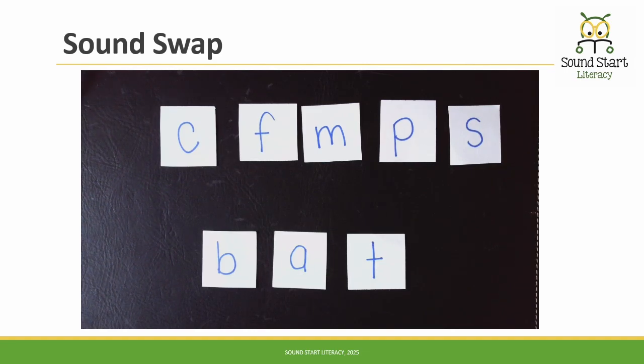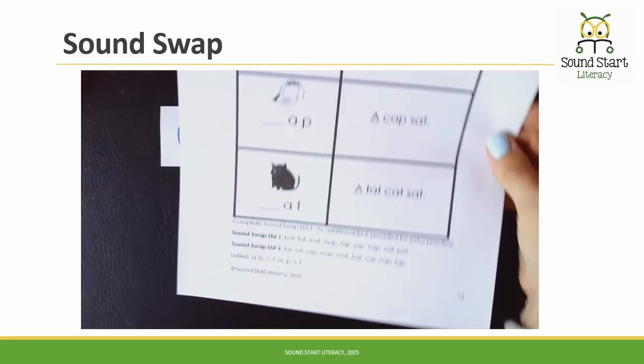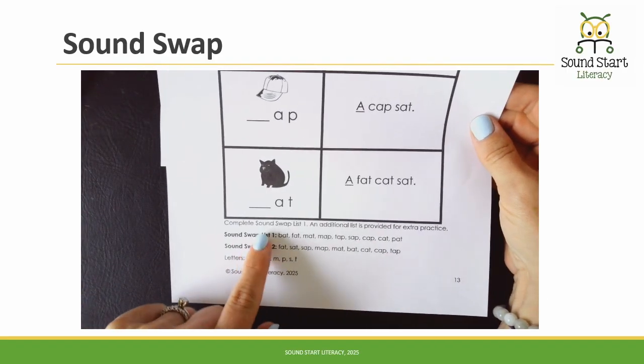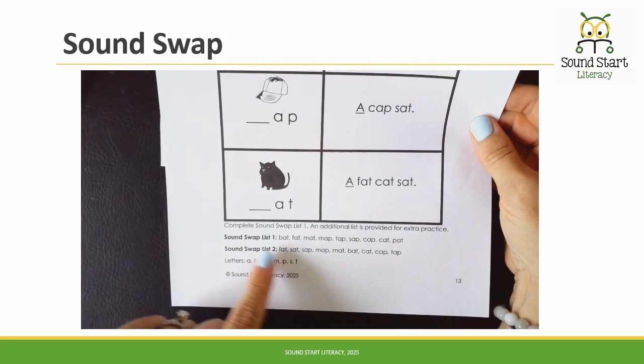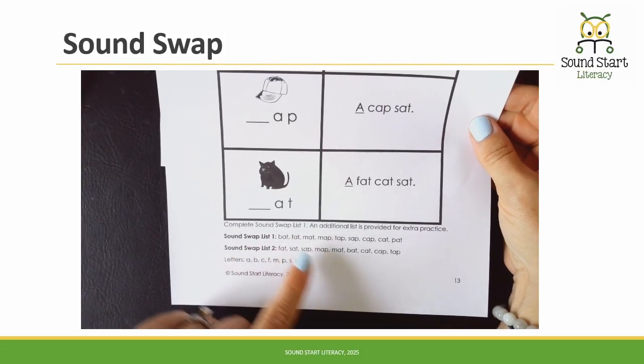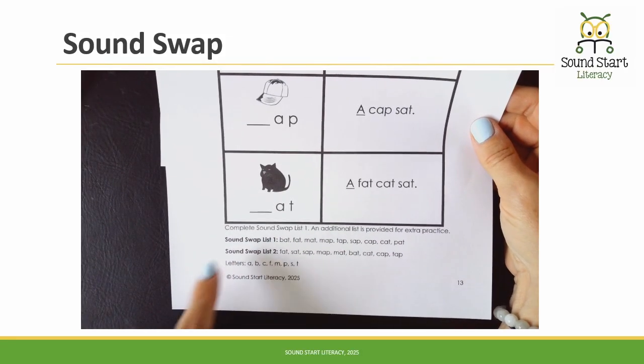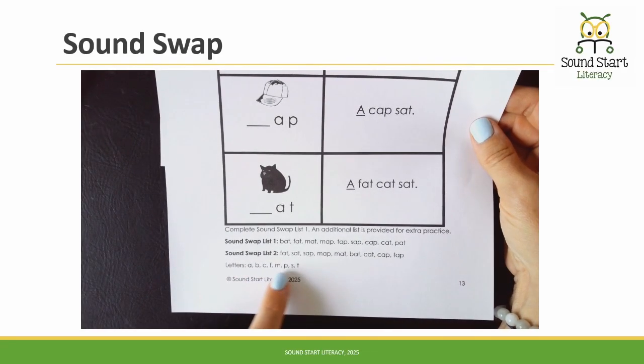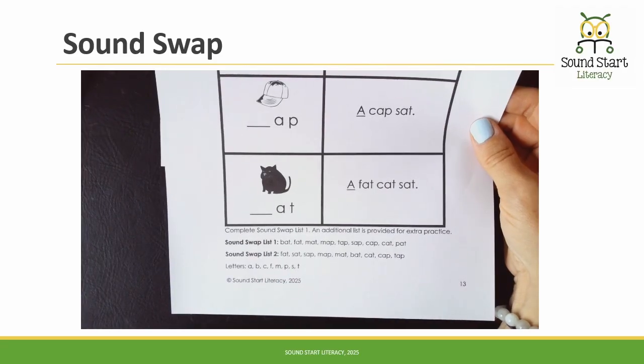Next, we have the sound swap game. Now you'll find the sound swap lists at the bottom of the sentence pages. Now you'll see two lists. One, you definitely want to make sure you do at that time, and then there's a second list for you to do for extra practice, maybe on another day. And then the letters that you will need for these activities are listed there.